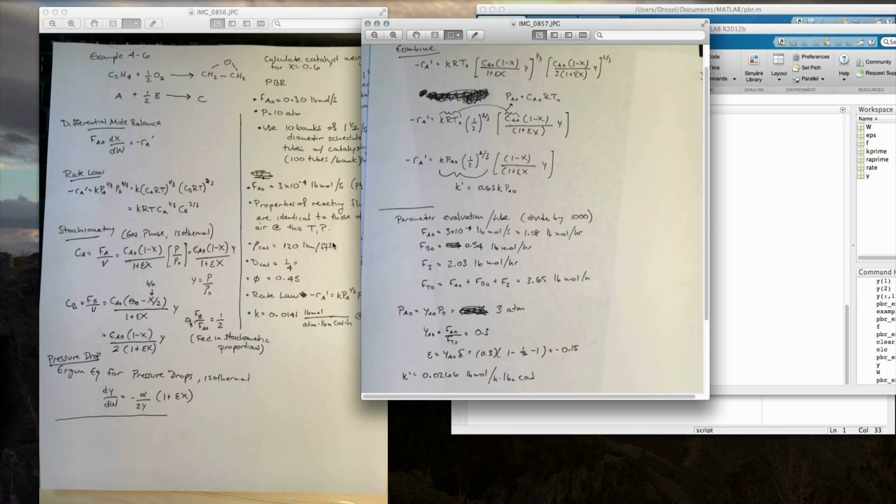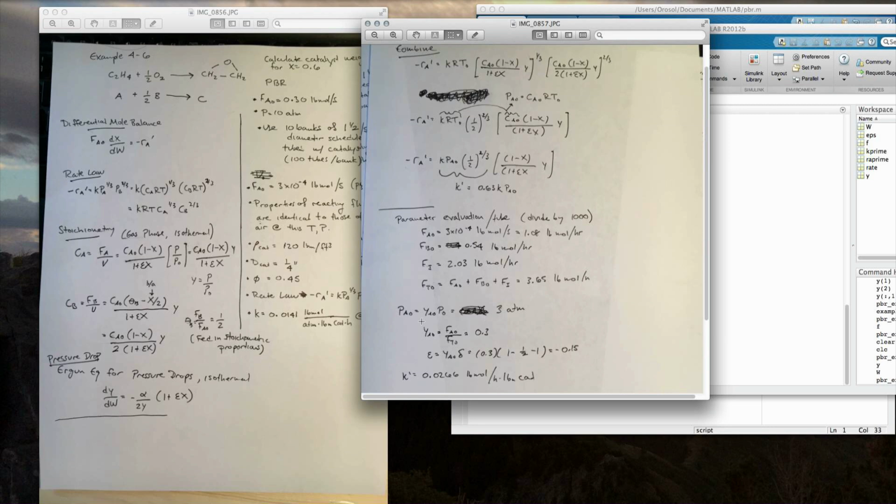Really we're just putting everything into the same units, so when we solve these two differential equations, the units work out. You just want to make sure that everything is in the same units before you start putting things into your program. And then FB naught is 0.54 pound mole per hour, because it was half that. And this is the inerts, and it was 2.03 pound mole per hour. And then the total FT naught is all of those added together, so you get 3.65 pound mole per hour.